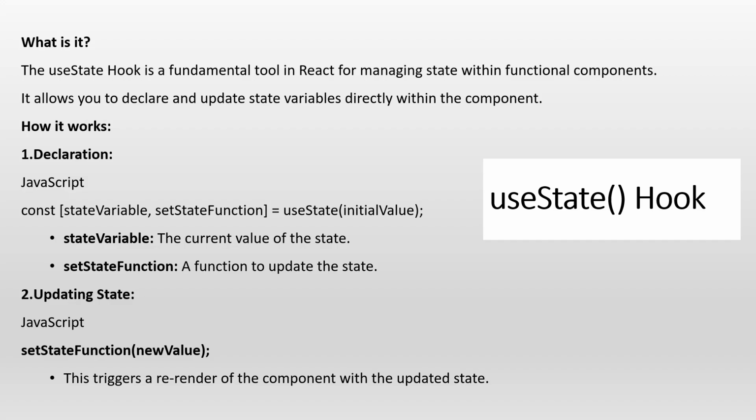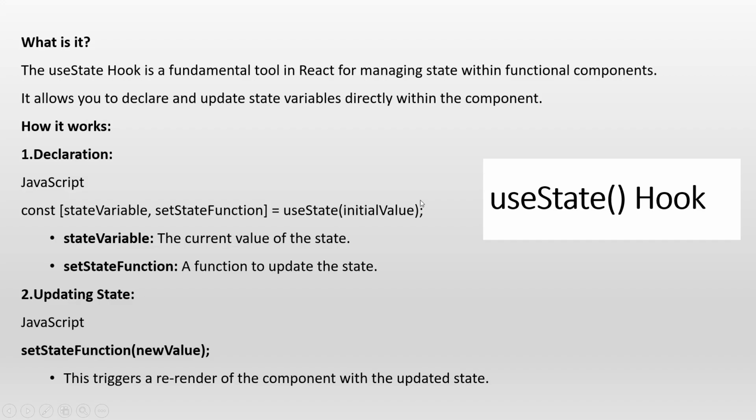Coming to the syntax, we will be writing const, then opening square brackets. Inside that, we will be passing two variables. One is the state variable, and another one is the setState function, is equal to useState of initial value. So the initial value is what we are going to pass inside here. Okay, this is a React hook, the useState hook.